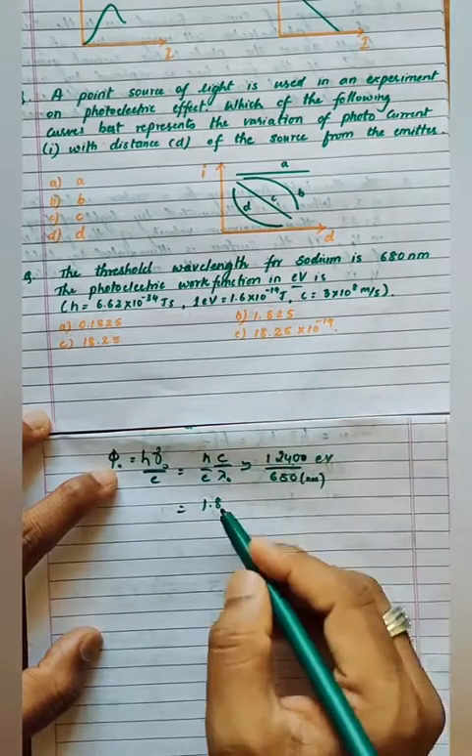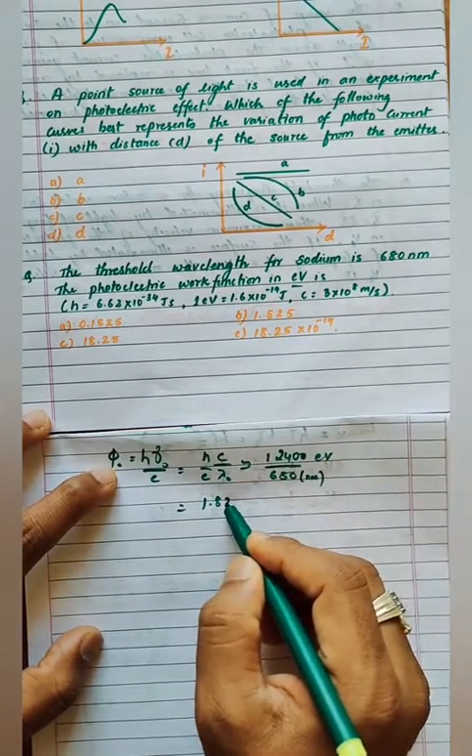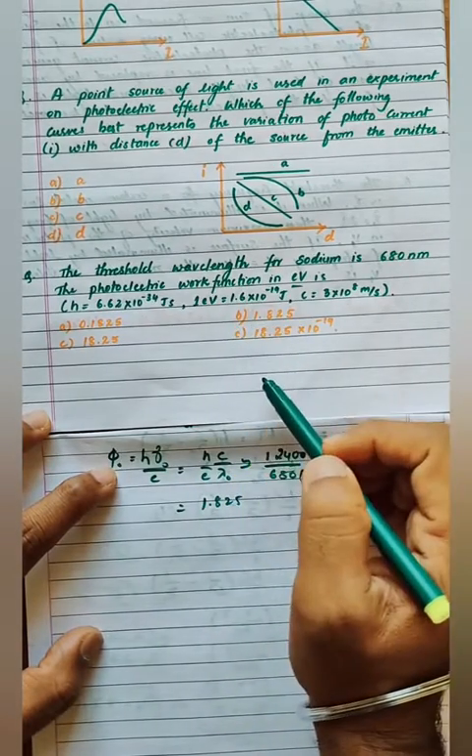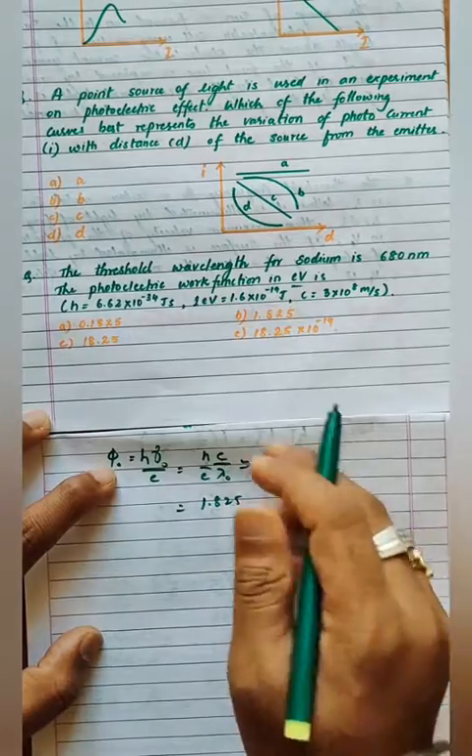So option B is the right answer. Anyway, because you are getting 1.8, after that you may get this only. So this is the right answer. Okay, option B is the right answer. If you want, you can calculate also. Anyway, option B is the right answer.